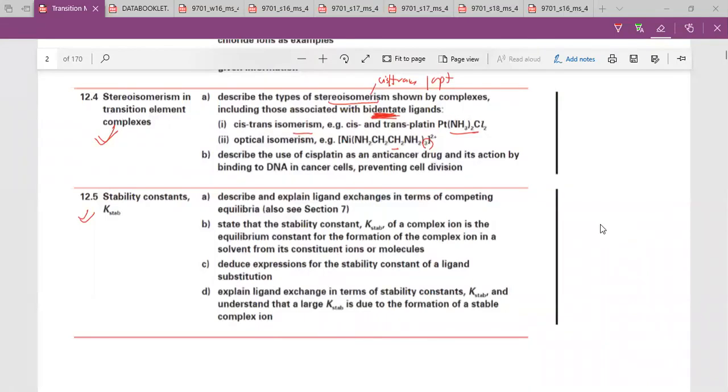Hi guys, today will be the final one with this Chinese New Year holidays. We're going to talk about complex ions. There'll be about 2 or 3 more left, but today I'll talk about stability constants here.